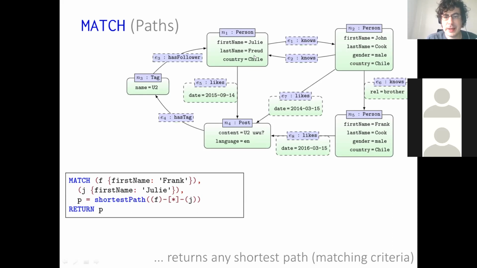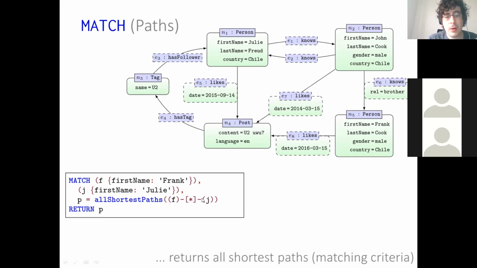In this case, we have the option of John, Frank, Julie, John, Frank. We have the option of Julie, post, Frank. I guess they're the two options, right? It will return any of those. It will return the first one it finds, which in this case will be N1, E1, N2, E6, N5. There's also N1, E2, N2, E6, N5. So there are various options, and it'll return the first one it finds using an algorithm like Dijkstra, I guess.